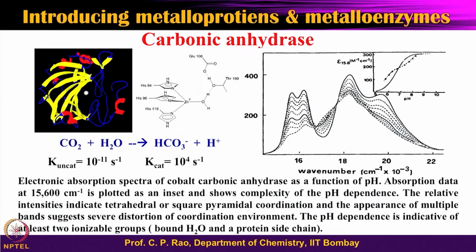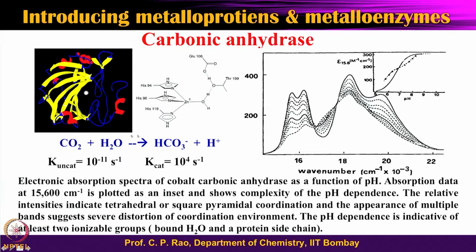Okay, let us look at the spectral properties of carbonic anhydrase. Can we get good spectral properties of carbonic anhydrase when zinc is present? No, because the reason is zinc is zinc 2 plus, which is d10, and d10 does not give much of a magnetic kind of spectra. So, what you need to do is replace this by cobalt.